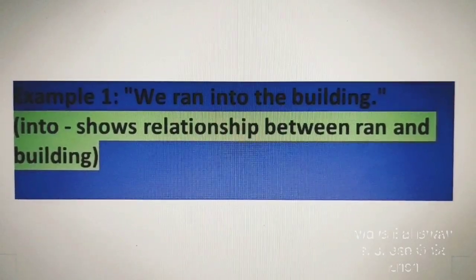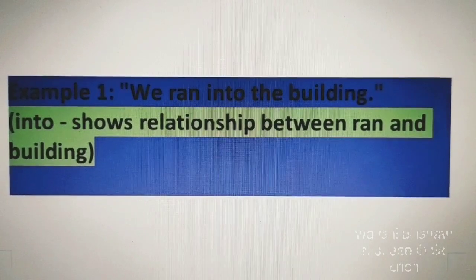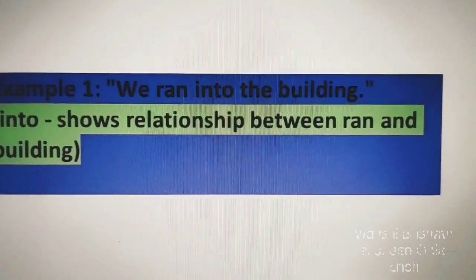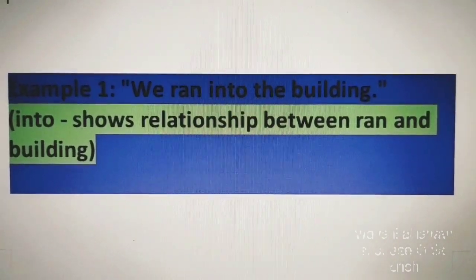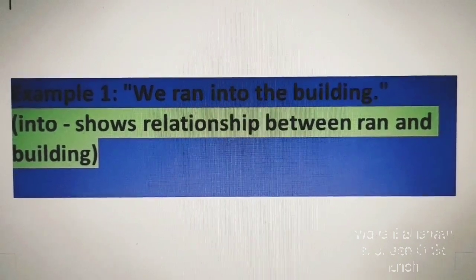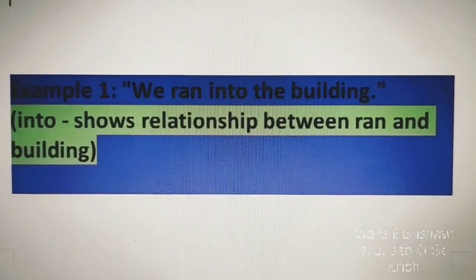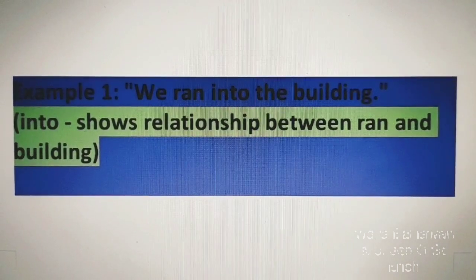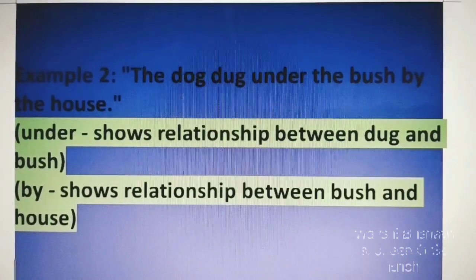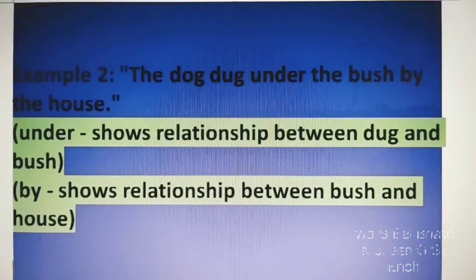Or do one thing, just write down one more sentence using 'into'. Quickly, each and everyone will write down one more sentence using the preposition 'into' in your notebook. I hope everybody has written the sentence using 'into'.